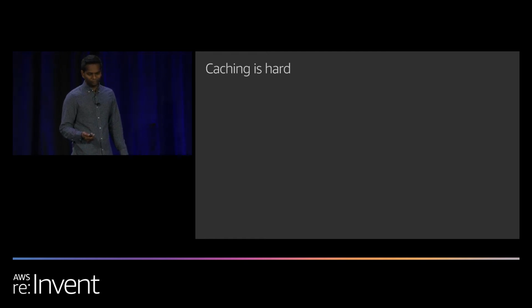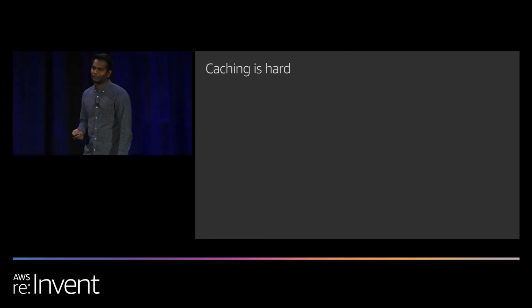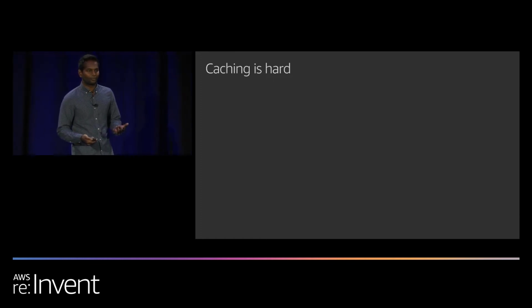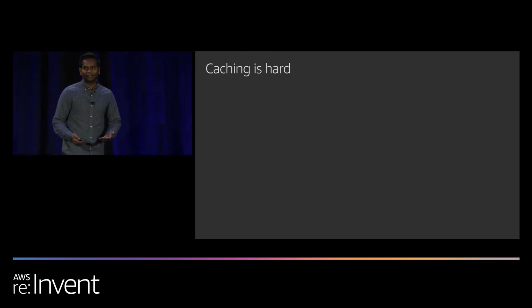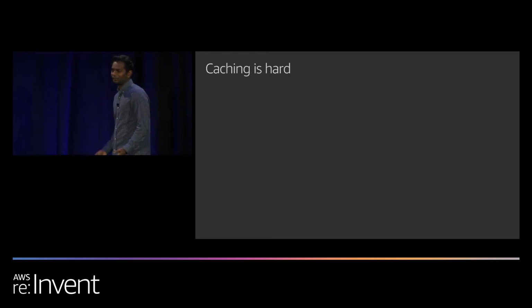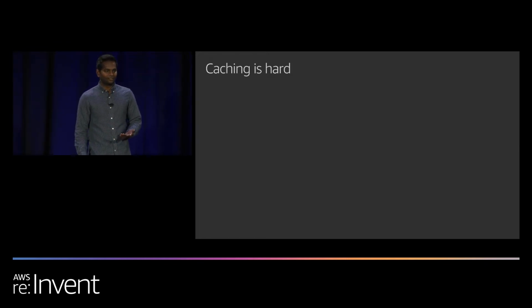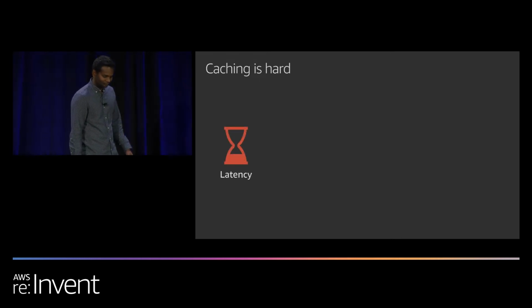There was an internet quote I read a while ago that there are only two hard things when it comes to computer science. One is cache invalidation, the second one is naming things. I totally agree on the naming things part, but when it comes to caching, it's not just invalidation which is hard. Everything about caching is hard.